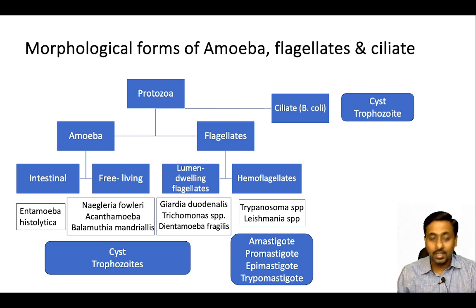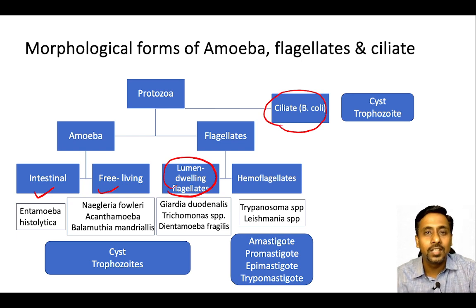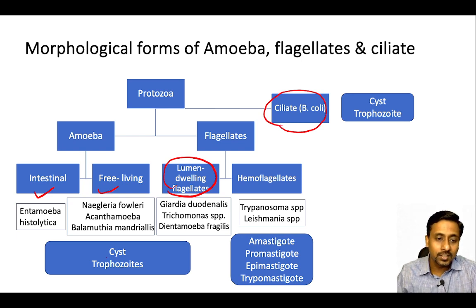So these amoebas, including intestinal and free living, this lumen dwelling flagellate and this ciliate, all these three have the cystic stage in common. Okay, so what is the difference between them? The cyst of B. coli is binucleate.